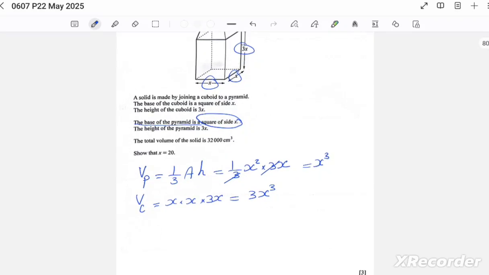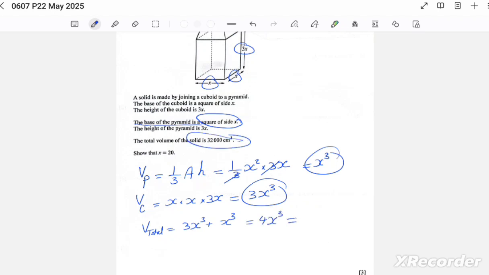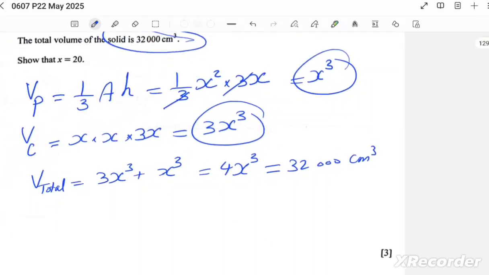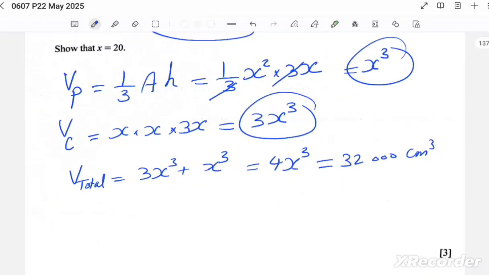Now, the total volume equals 3x cubed plus x cubed, like this part plus this part, which is 4x cubed. But it's given already that the total volume is 32,000, so we'll write 32,000 centimeter cubed. Let's simplify. We can divide both by 4. So x cubed equals 8,000 centimeter cubed.